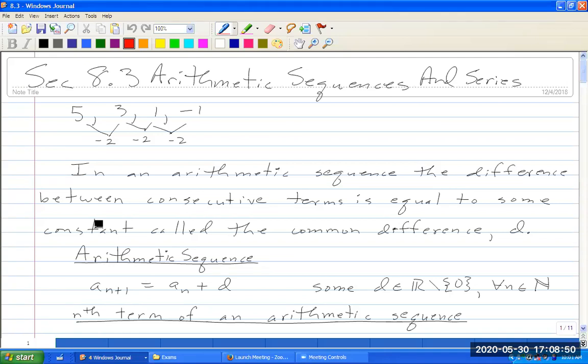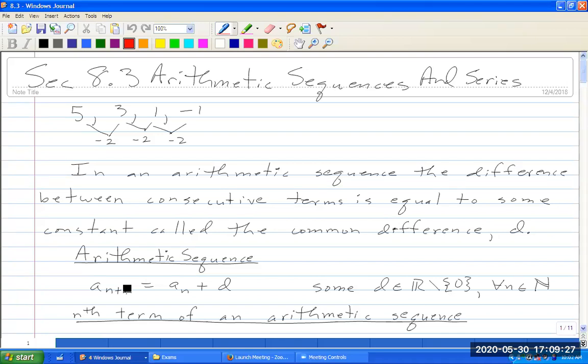An arithmetic sequence is such that a sub n plus 1 is equal to a sub n plus d for some constant d. And usually we make the restriction that d is not 0. Otherwise, the sequence is just the constant sequence. You don't have to make this assumption, but it's a very boring sequence if you don't. It'd be like 4, 4, 4, 4, 4 forever. So it's not a very interesting sequence.